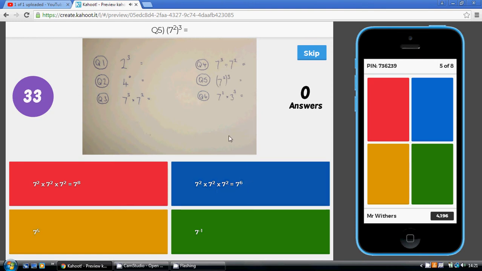Now obviously the quick way to do that is to remember that where you've got a number with a power inside a bracket and another power on the outside of the bracket, that is the situation where you can multiply, because 2 3s is 6. So the correct answer is 7 to the power of 6.